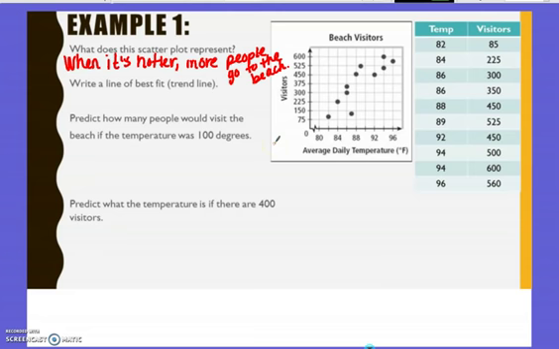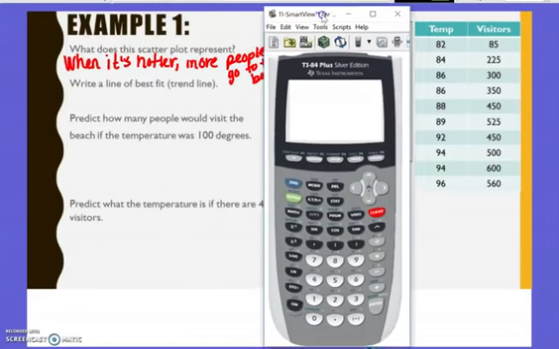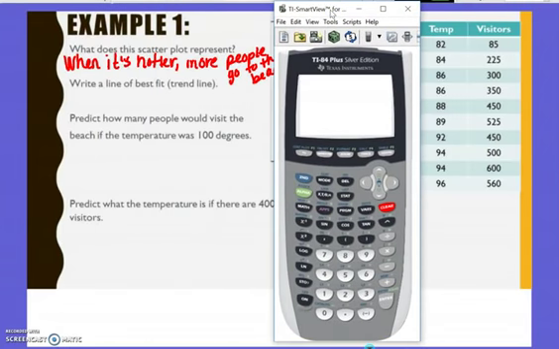The second thing is, write a line of best fit. This is the stat edit stuff. On some of these, they're going to give you a table, which I'm giving you here. On some of the ones, you won't have a table, which you'll see in a second. So you have your calculator here, and we're going to look at it together. You're going to hit stat, edit.